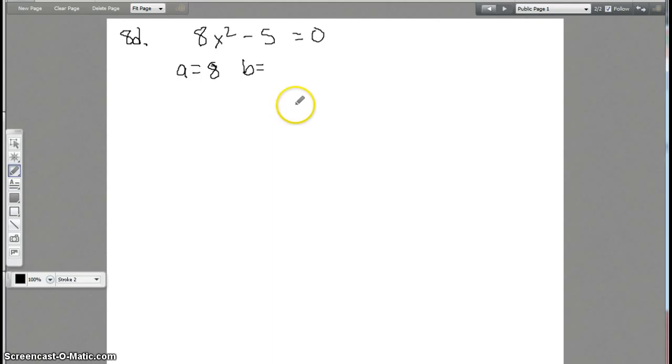B is the number in front of our x. Notice there isn't an x. That means our b must be 0. And then c is our constant. That is a negative 5. Make sure you grab the sign in front of the number, not just the number. Okay, so now we write out our quadratic formula.